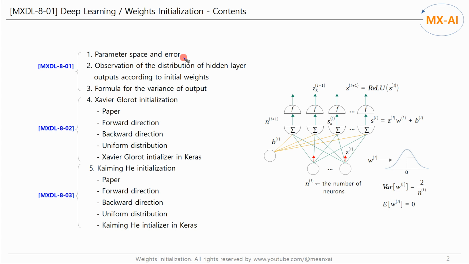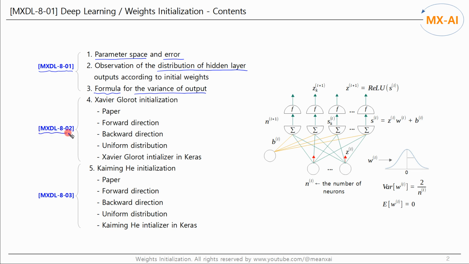Let's take a look at the full table of contents. In the first video, we'll go over what you need to know before we dive into how to set weights effectively. We'll look at the parameter space and errors, and see how the distribution of hidden layer output values changes depending on the initial weights. And we will derive a formula to calculate the variance of the hidden layer output. This formula will be used in the next 2 videos.